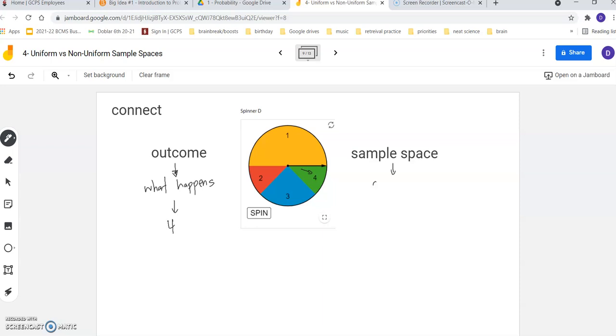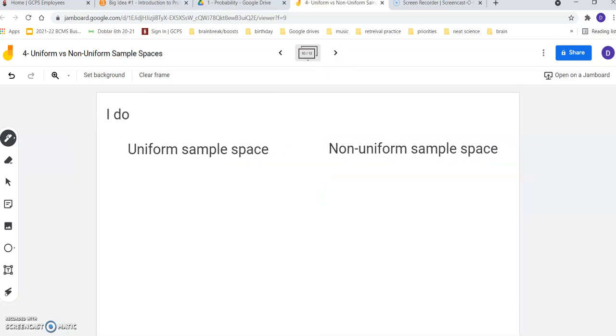The sample space is all possible outcomes. We kind of talk about those together if you didn't remember that. So a sample space is all possible outcomes. In this case, I can spin a 1, a 2, a 3, or a 4. Or we could look at it in terms of color as well. I also could say my possibilities are yellow, red, blue, and green. That's a sample space. It's all the possible outcomes you could get. So that's going to be important today because we're talking about types of sample spaces. So let's get right to it.